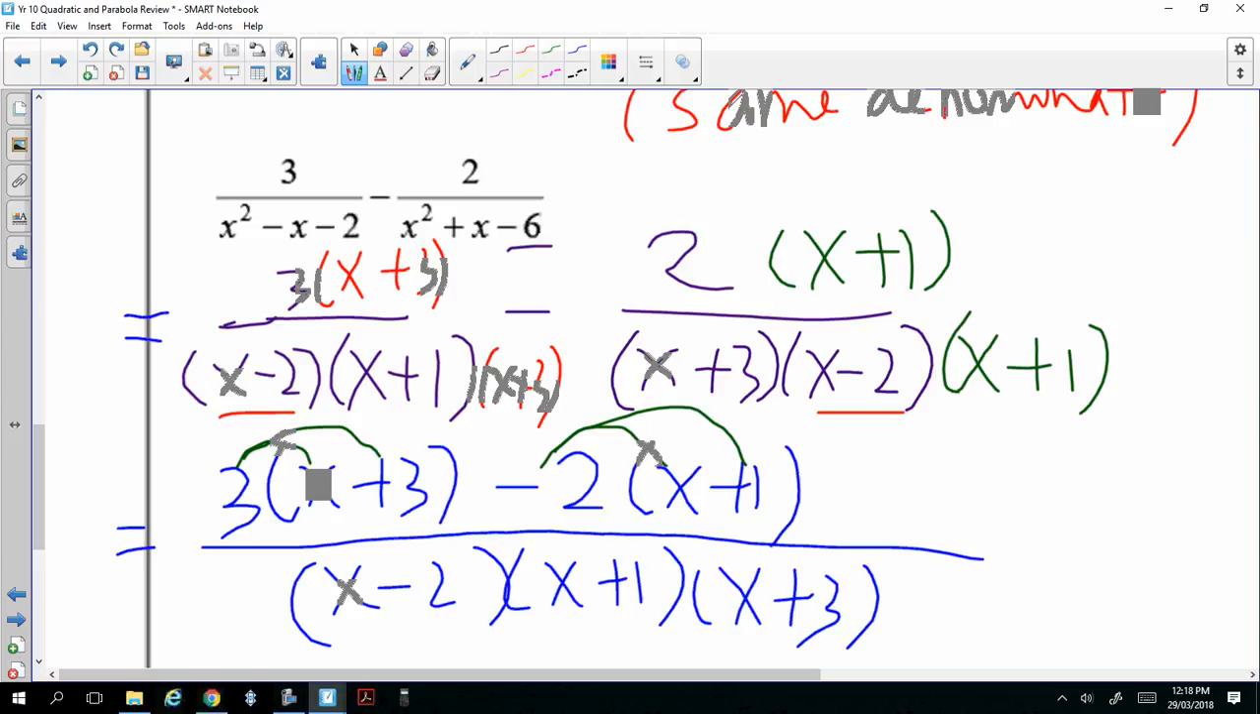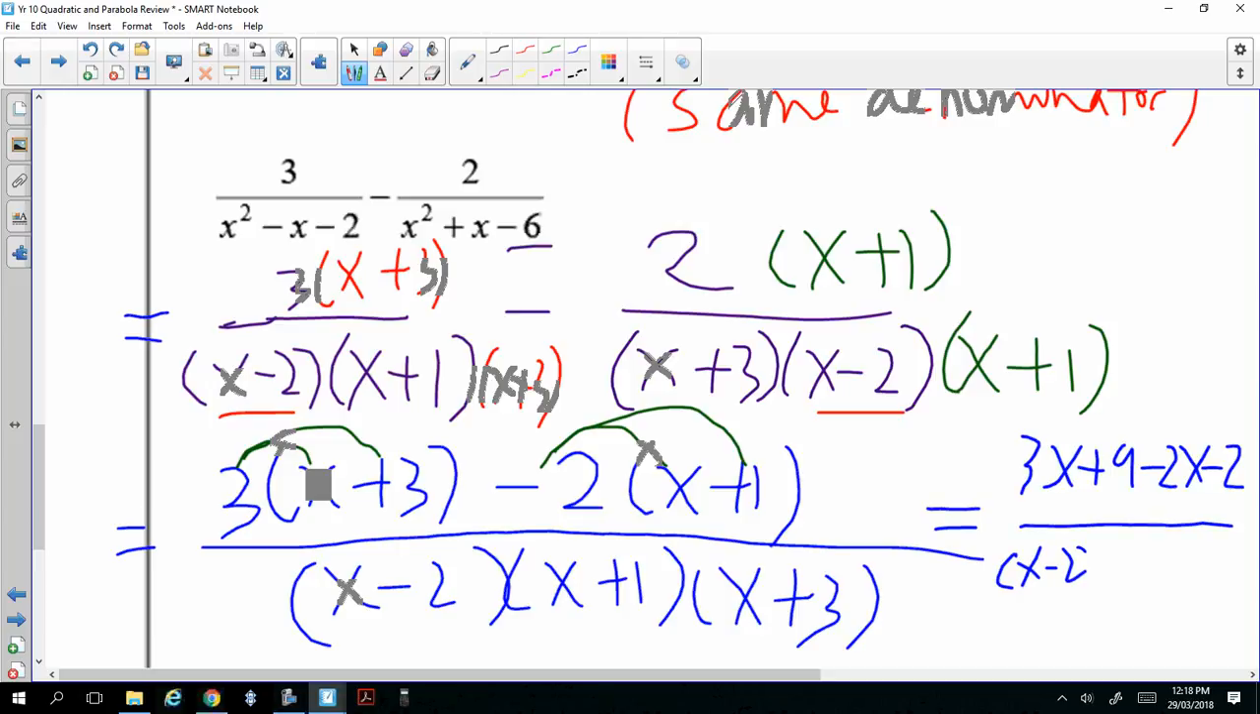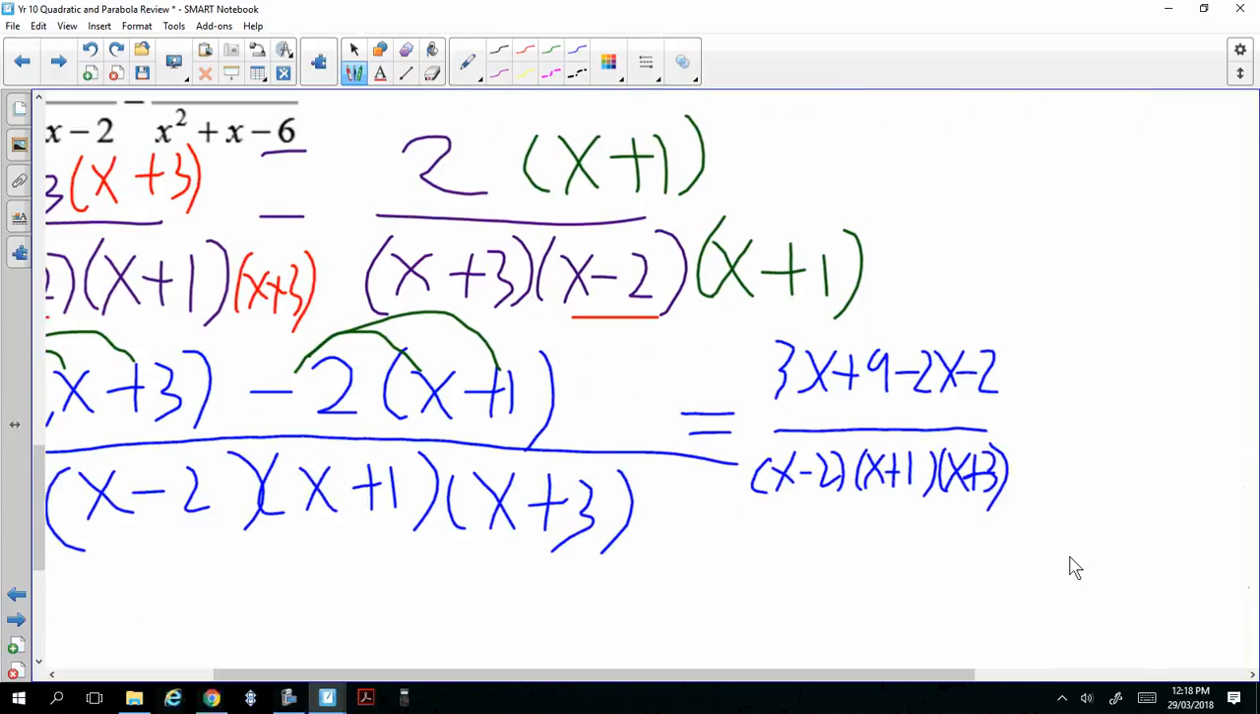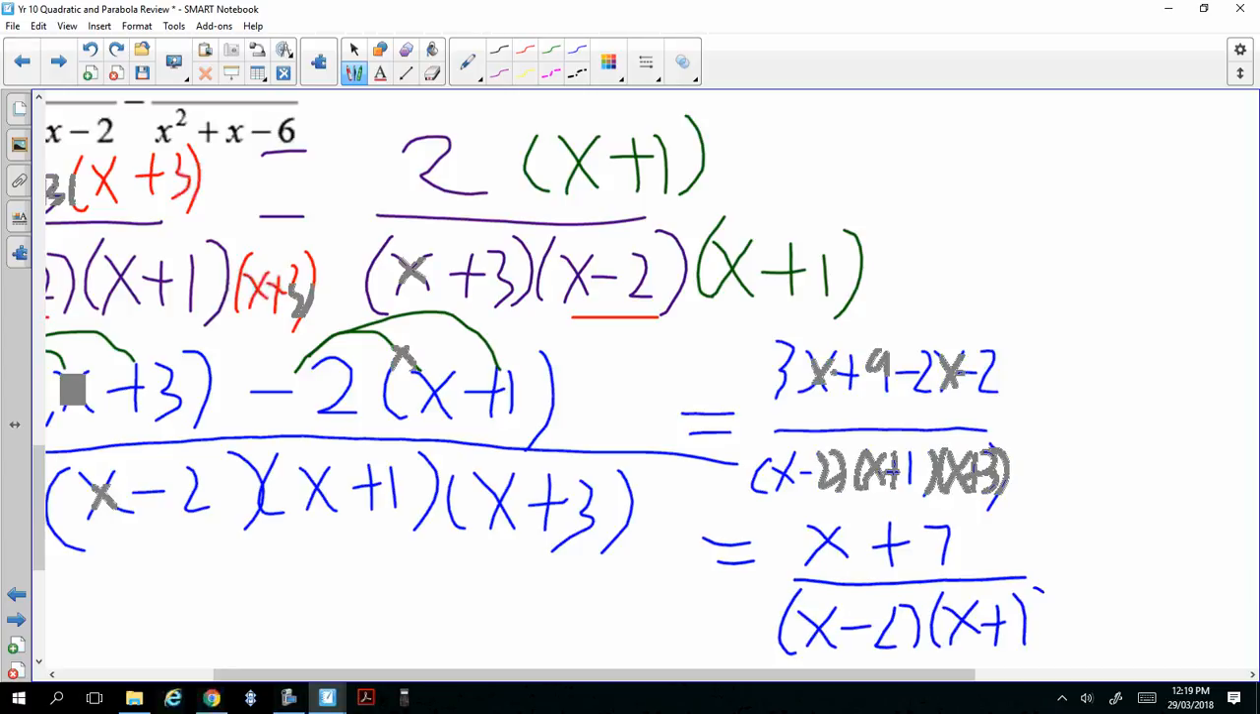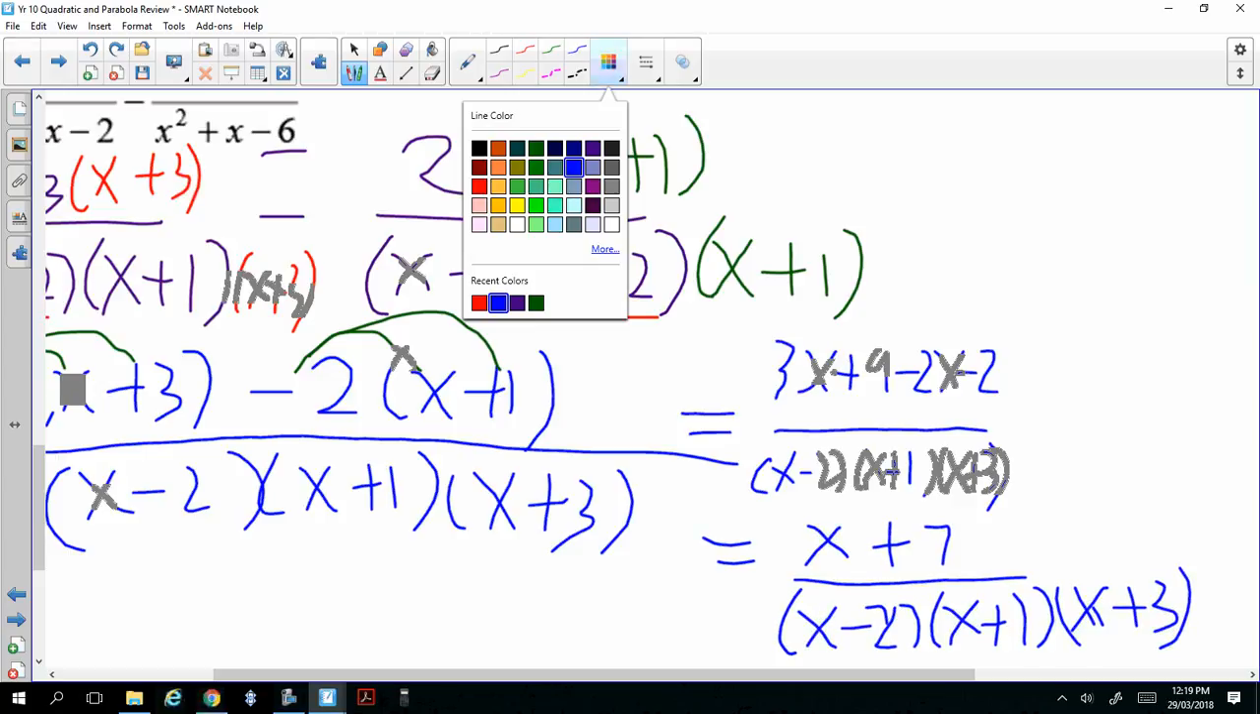Alright, so what do you get? You get 3x plus 9 minus 2x minus 2, isn't it? Over (x minus 2)(x plus 1)(x plus 3). So we're going to subtract them. You get x plus 7. So we get that. Now, be very careful. When there's a negative, make sure that's also applied to the second term as well. Alright, good. Any questions?